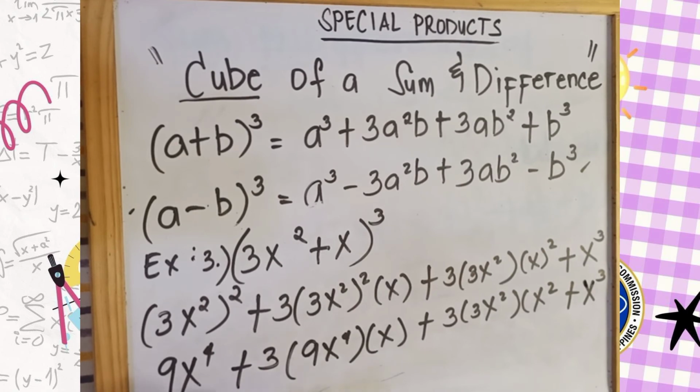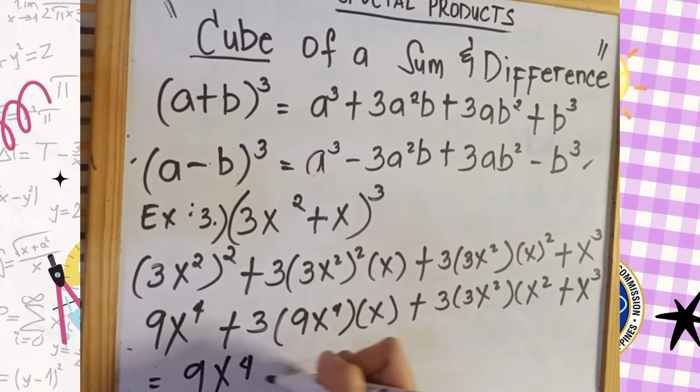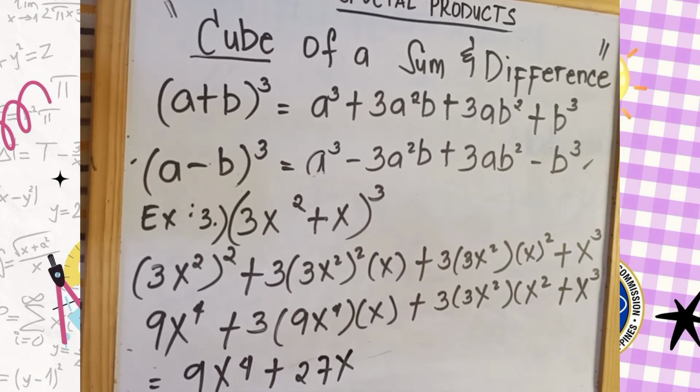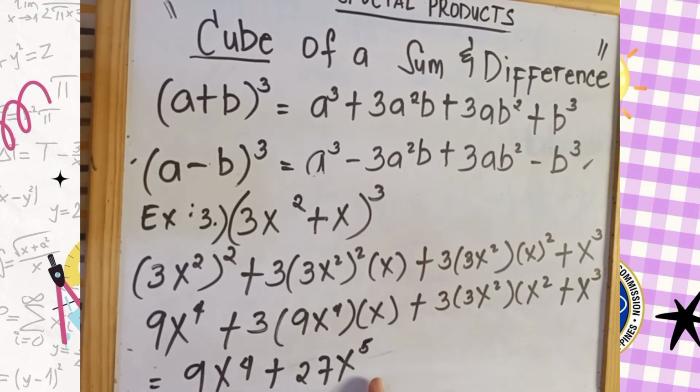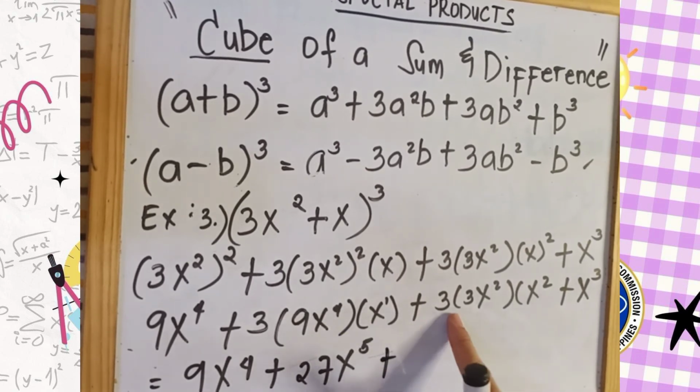Okay, so let's just simplify one more time. So this will become 9x to the 4th plus 3 times 9 times 1. So, that is 27x. Ilan yung x natin dito? So, this time, our x is to the 5th. 5 yung ating exponent. Kasi pag nag-multiply naman tayo, we are adding our exponent. So, 27 x to the 5th plus 3 times 3 times 1. So, that's 9x.